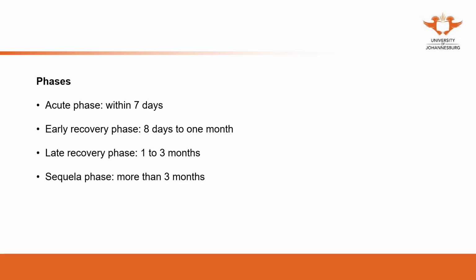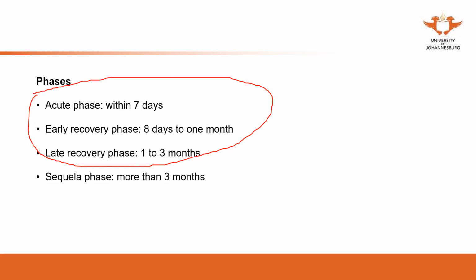For facial disorder, the facial paralysis, we're going to divide into different phases. The acute phase within 7 days, from day 1 to 7 days. Early recovery phase, 8 days till 1 month. Late recovery phase from 1 to 3 months. Sequela phase, more than 3 months. From the phases, you also will see that the best recovery will be from here. After 3 months, you still may try, but the recovery won't be as good as in the acute phase.